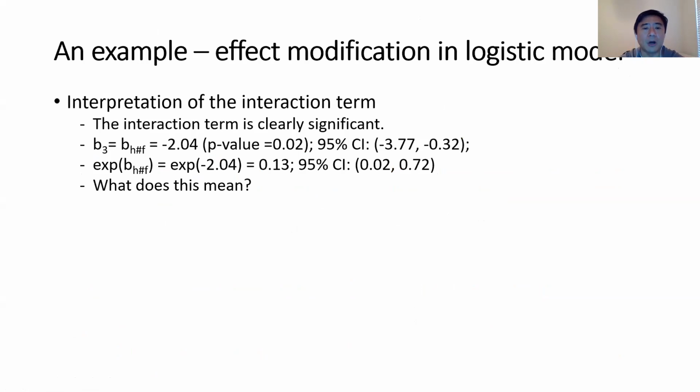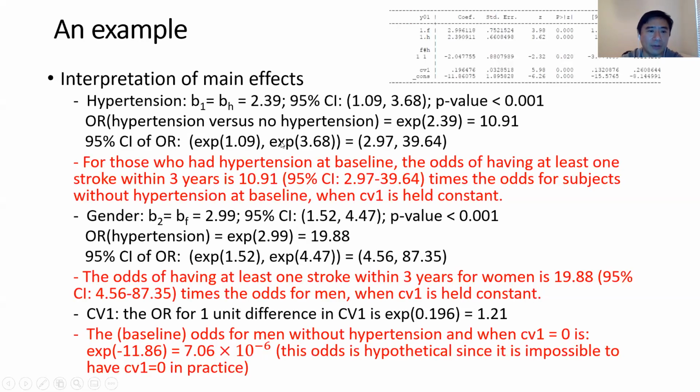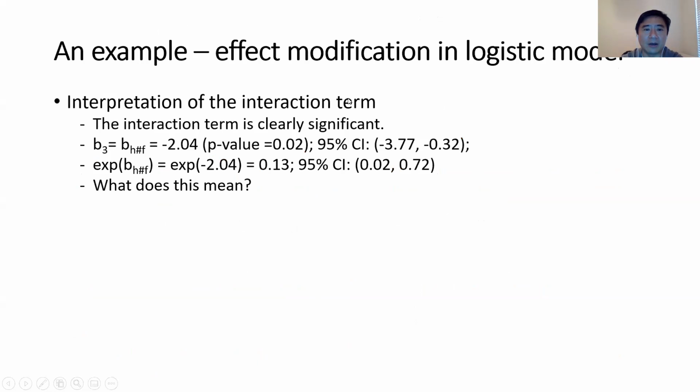All right, and the key part here is we want to test the interaction term, in order to see if female gender is an effect modifier for the relationship between hypertension and the stroke events within 3 years. And this term can be clearly seen from what we call the beta 3 parameter. And obviously this is significant because the p-value is equal to 0.02, which is less than 0.05. The exponential of that is exponential of negative 2.04, which is equal to 0.13. And also we can translate the 95% confidence interval to 0.02 to 0.72.